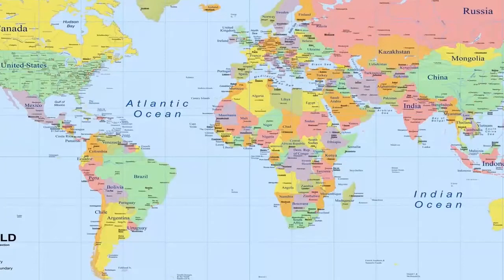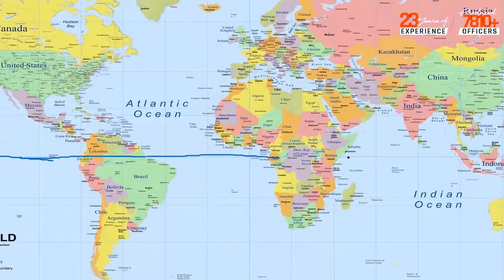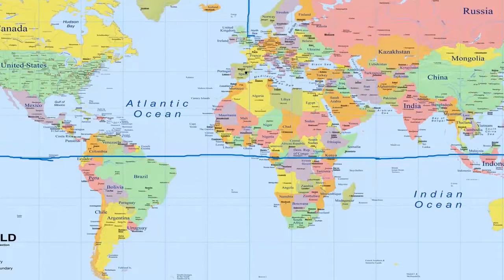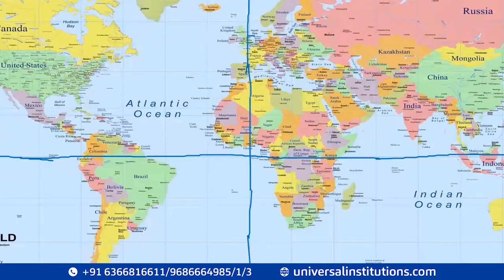See, this is equator. Okay, see here. Equator. This is prime meridian. How many of you are able to see this? This prime meridian, 0 degree.